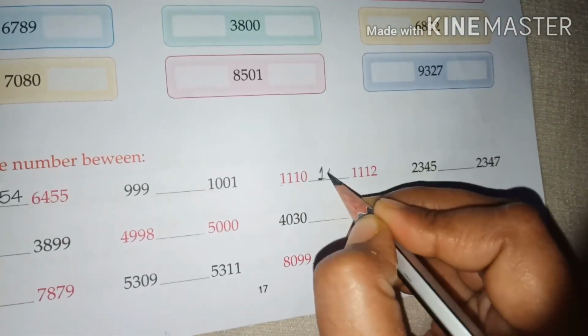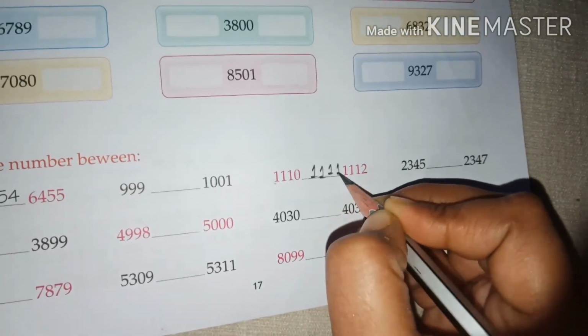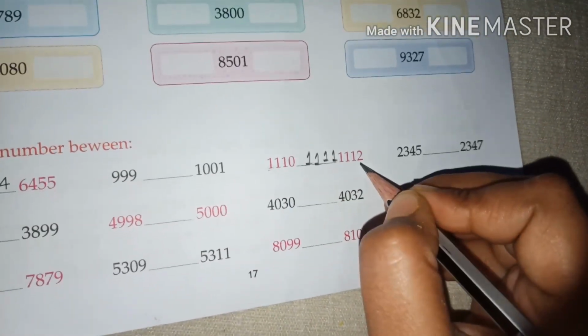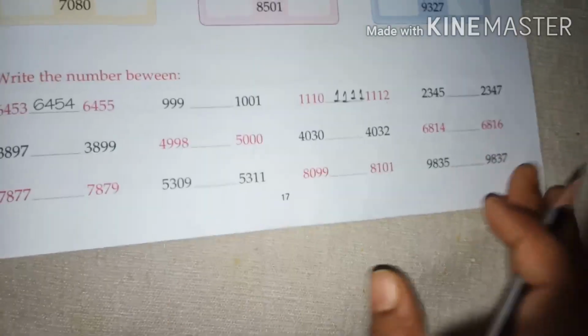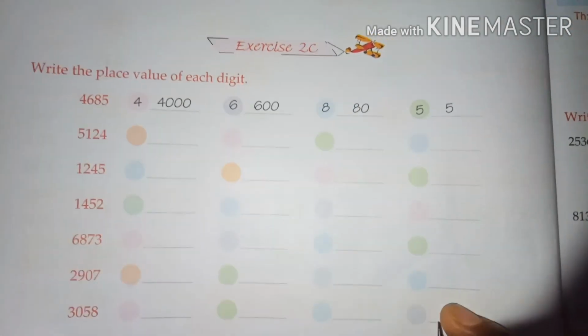Number between, यानी what comes in between the numbers. तो 1110 के बीच में 1111 आएगा. Okay, then 1112. In the same manner we'll write these questions. Now let's come to 2C.